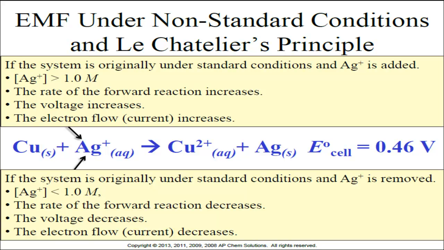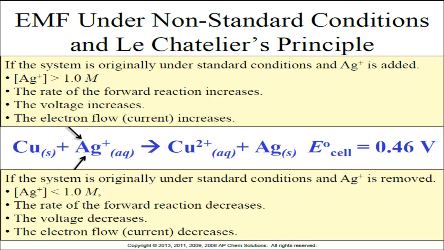Here we've got a system that was under standard conditions, and we add silver ion. So the silver concentration is now greater than 1 molar. The rate of the forward reaction is going to increase, the voltage is going to increase, and your electron flow, or your current, is going to increase. We haven't established equilibrium yet when the cell is at standard conditions, but we can still apply Le Chatelier's principle. The more the concentrations of the reactants increase, the greater the rate of the forward reaction, and the more the concentrations of the reactants decrease, the slower the rate of the forward reaction.